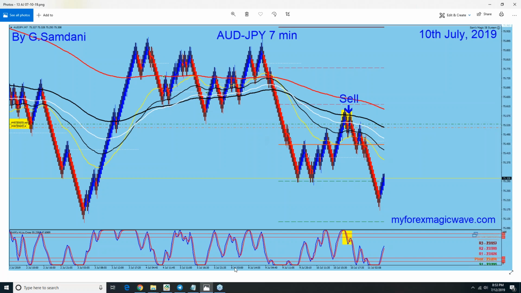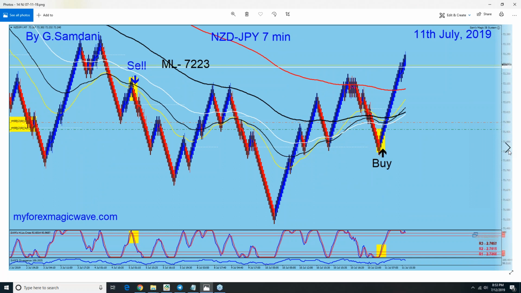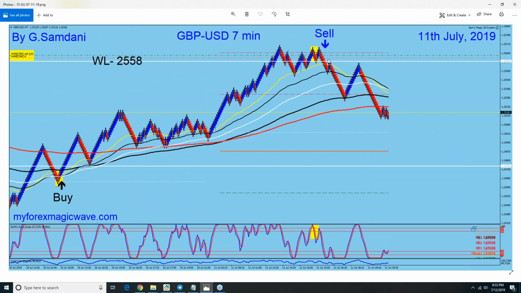This drop was on the 8th. You see that 8, which I didn't take, and then on the 10th I took this one. On the 11th again, this New Zealand dollar started getting very strong. All New Zealand pairs went up. So New Zealand yen pushed to the upside a little bit. And then on the 11th here, pound USD started dropping from the top.